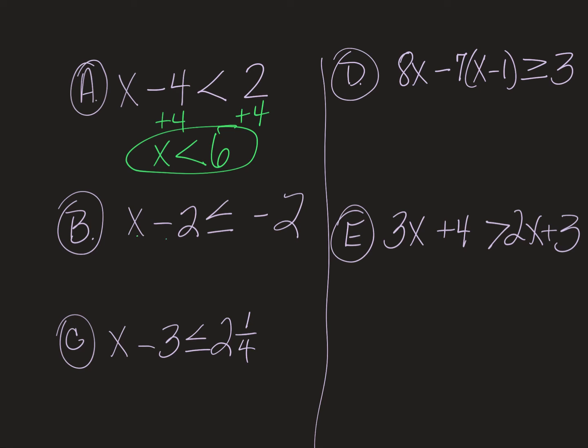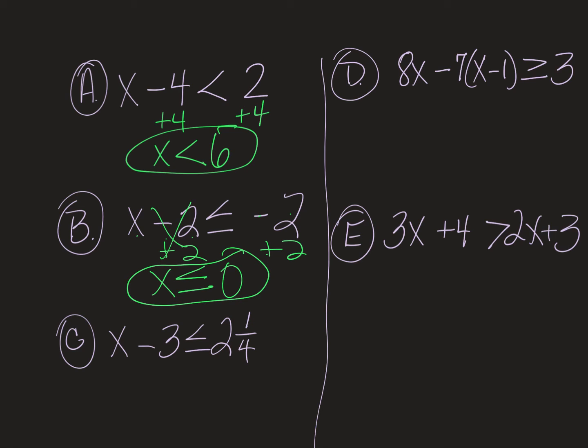All right, here we go. So x minus 2, we add 2 to both sides. X is less than or equal to, that cancels. Negative 2 plus 2 is 0. And yes, your answer can be 0 because it is on a number line.